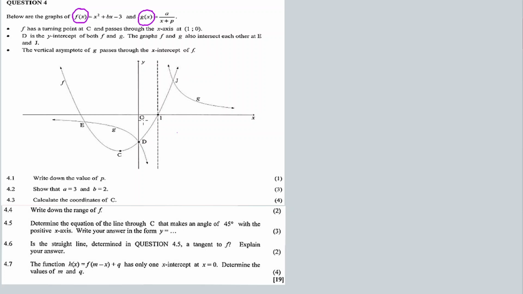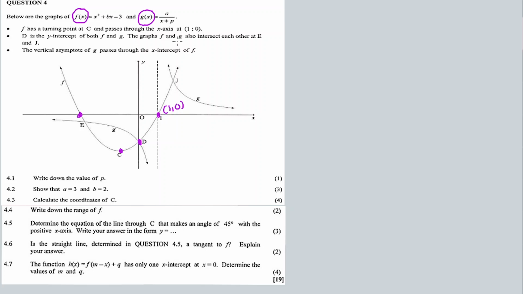Now they say f has a turning point at C, and it passes through the x-axis at 1 and 0. So for f we are given a turning point, but we don't have the coordinates, and an x-intercept at (1, 0). The other x-intercept is unknown, and D is the y-intercept of both f and g. So f and g share a y-intercept at D.